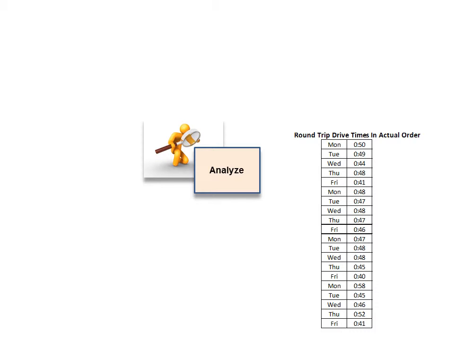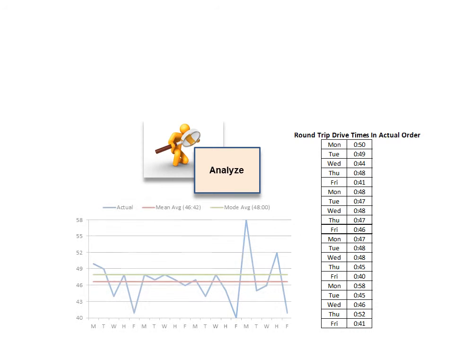The final analysis tool we will look at is a run chart. We started this session by looking at the days and trip times for February in the order I collected them. A run chart depicts these values graphically. The blue line is the actual drive times from the first of the month to the last. The red line is the average mean time, all values added together and divided by 20 days. The green line is the most common average mode, that is 48 minutes. Do you see it? The 2 averages are relatively close to the center of all the data.